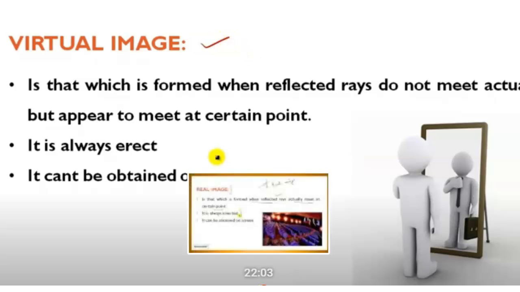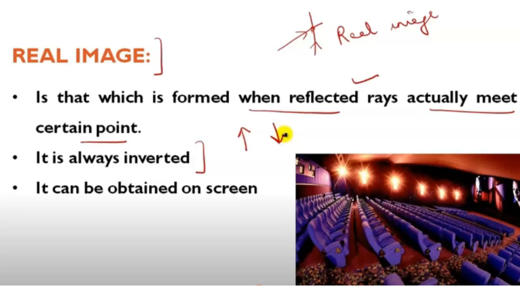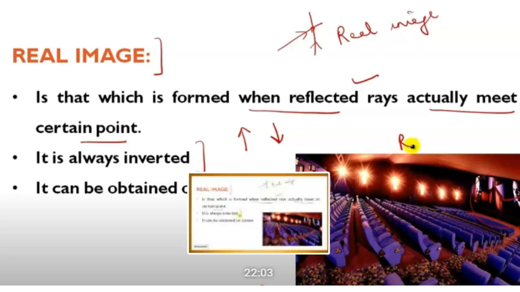Let me tell you first what a real image is. It is the image formed when reflected rays actually meet at a point. It is always inverted. It can be obtained on a screen, as you can see in a cinema hall, in a theater. That is called a real image.